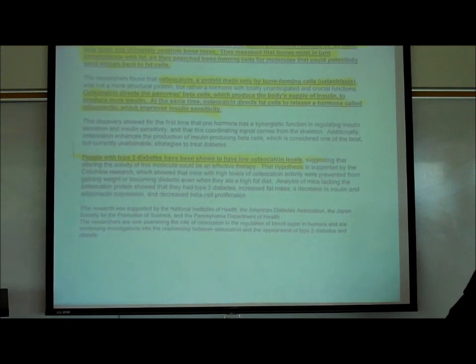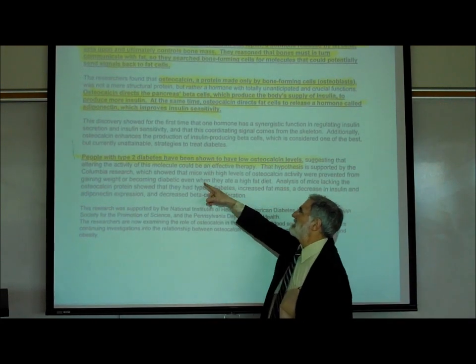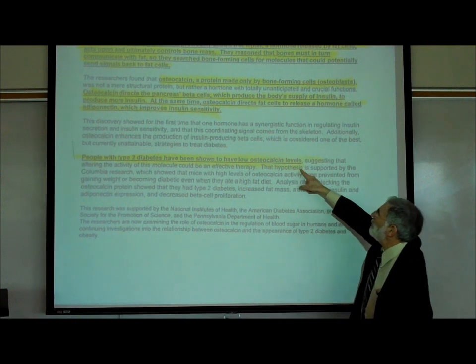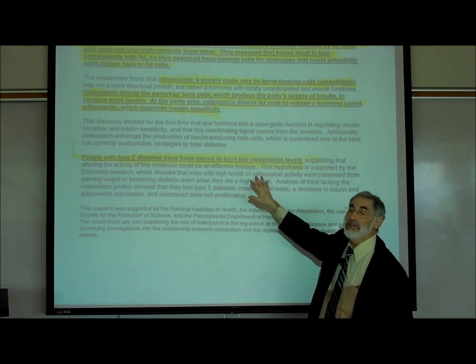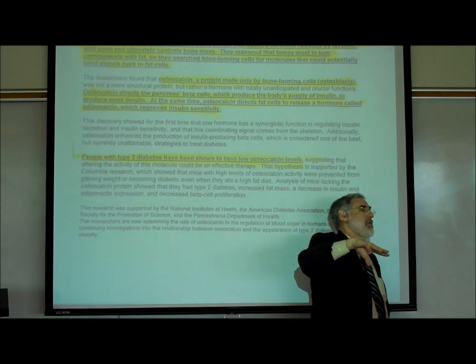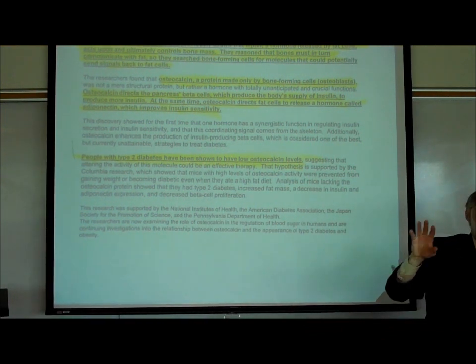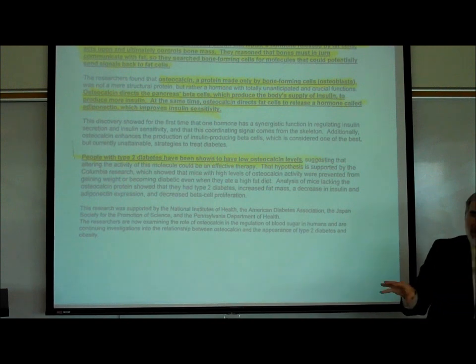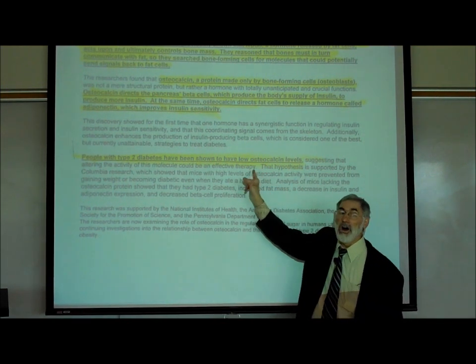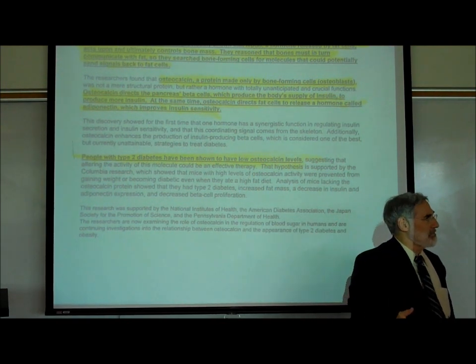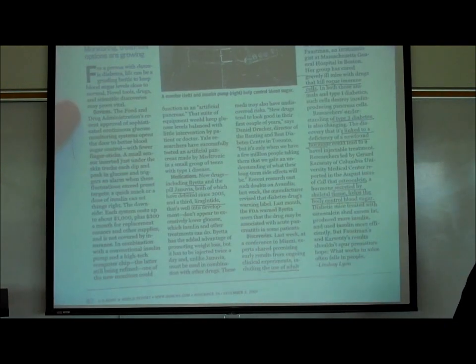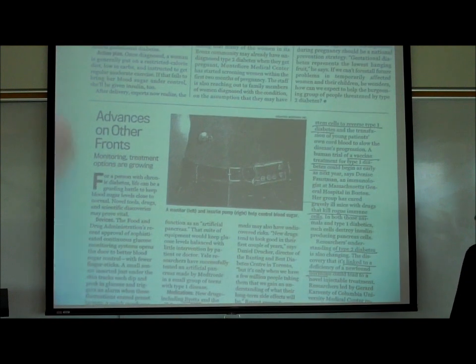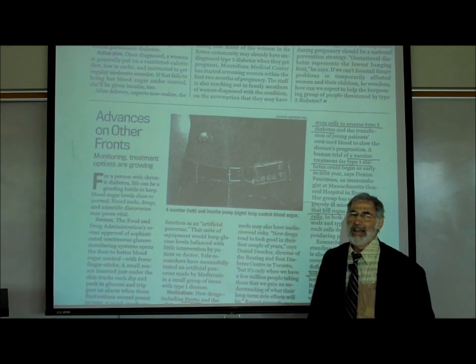Anyhow, here's the main point of this. People with type 2 diabetes have been shown to have low levels of osteocalcin. So if it turns out that this newly discovered hormone secreted by bone cells is actually maybe the cause of type 2 diabetes, they're going to be developing synthetic osteocalcin to give to people because they've got abnormally low levels.